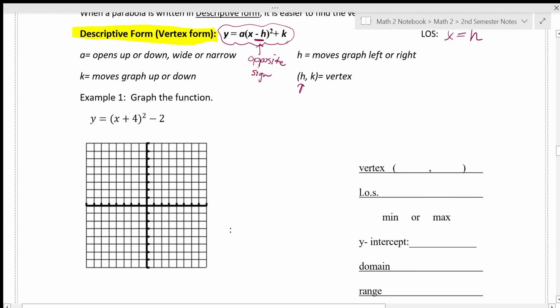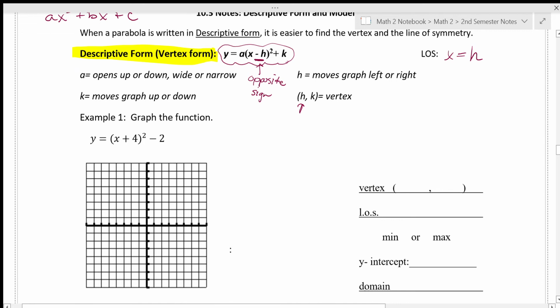So let's see some in practice. You can use some of these examples to practice. Okay, so we're going to graph this function. We're going to identify these characteristics of it, and then we'll graph from there. Looking at this form, it has this quantity squared. So this is vertex form because of the parentheses squared.